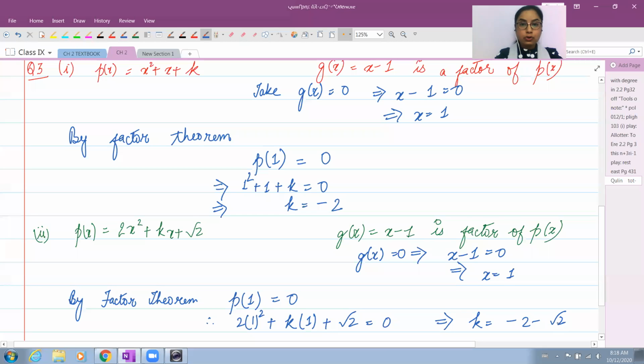I hope the application of the factor theorem is clear. We are using right now the second result of the factor theorem. We will be using the first one later on in question number 5.